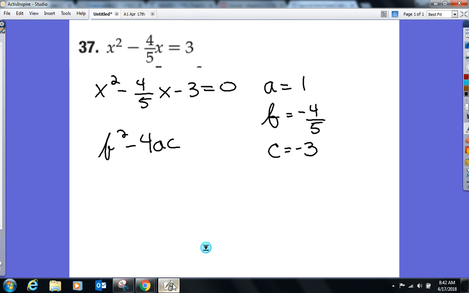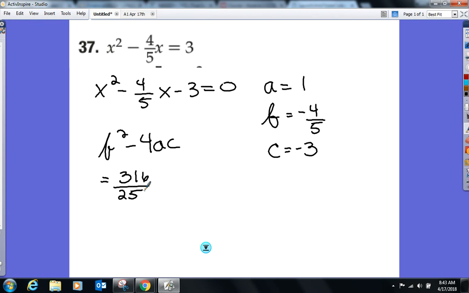Let's see here real quick. Okay, so store negative 4/5 in for B. Got it. 1 in for A. Got it. Negative 3 in for C. Got it. And then B squared minus 4ac. I'm getting 316 over 225. All right, 316 over 25.